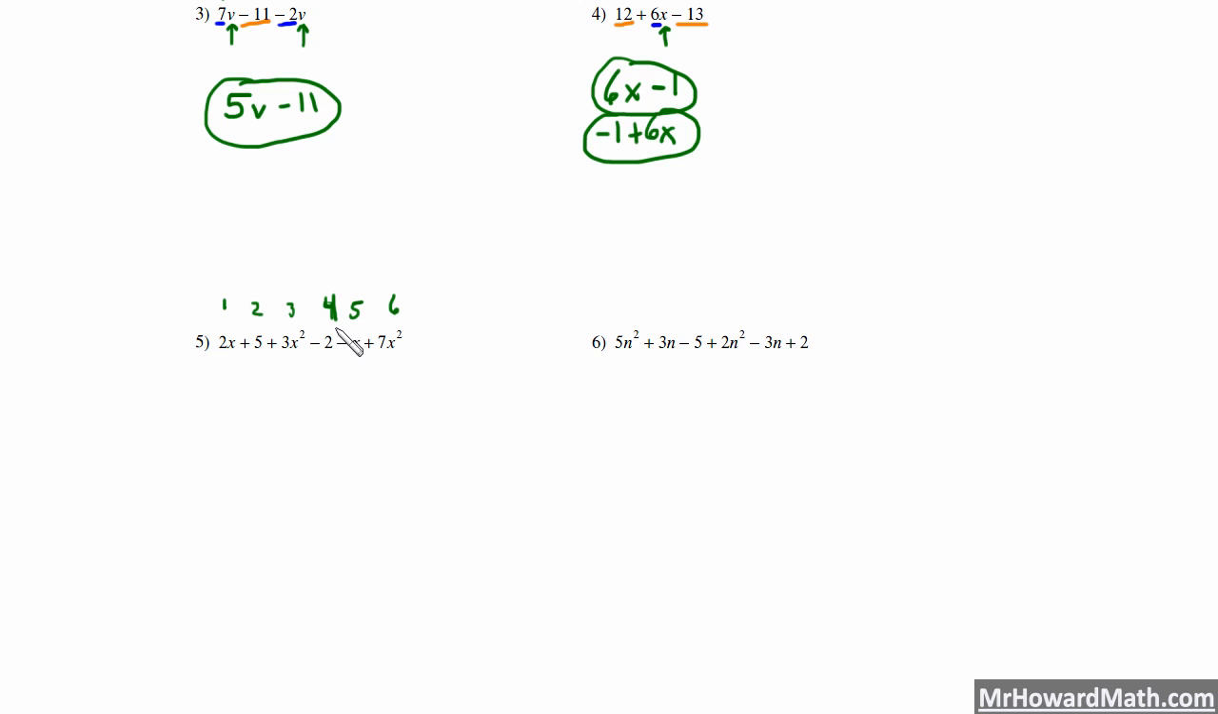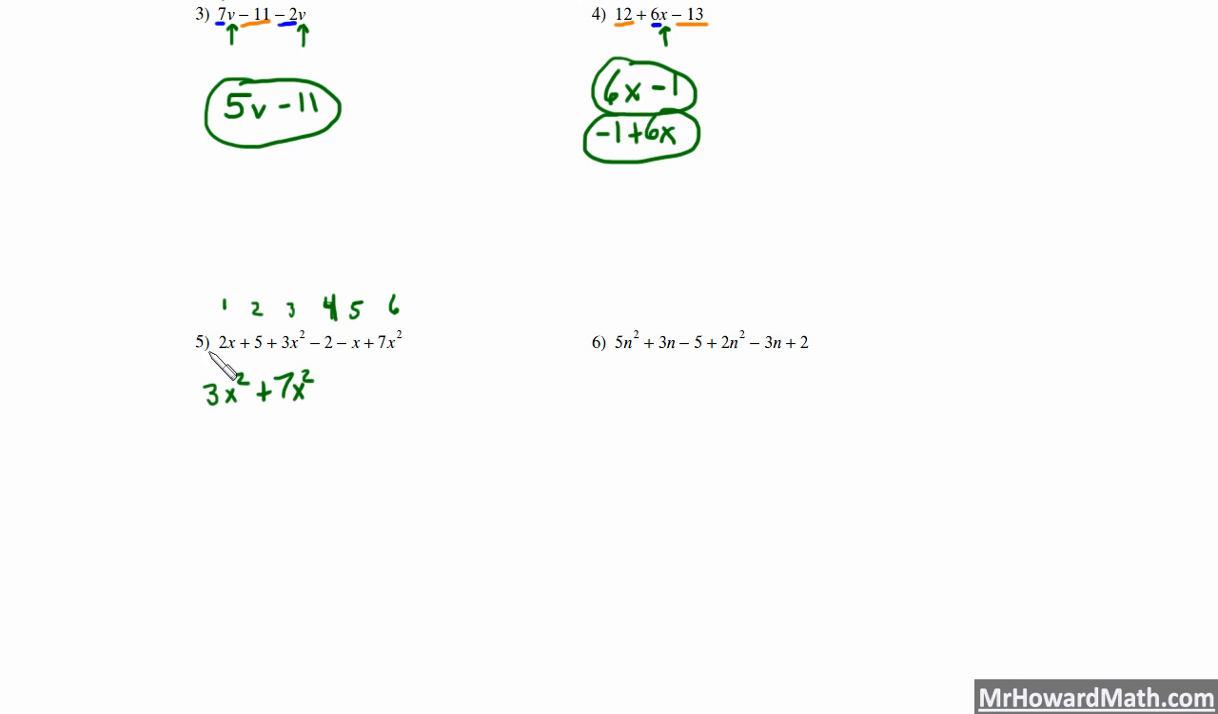So since this is a little more complicated, let's apply a strategy where we write them where the like terms are together. So let's start with the x squared terms. Okay, so that would be 3x squared, we're just rewriting it, plus 7x squared. That way we have like terms together.